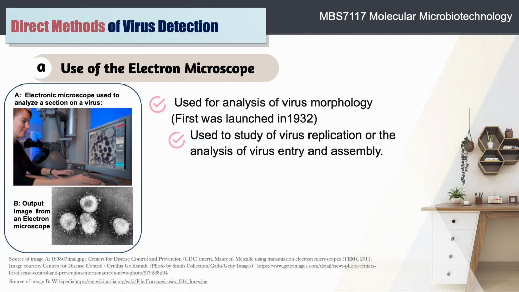So let's look at our first method used to detect viruses, and this is the electron microscope. Our picture there shows somebody seated at an electron microscope on the topmost row, while at the bottom we see an output from an electron microscope. The electron microscope was first launched in 1932, and up to date it is used to study virus replication or the analysis of viruses entering the cells and how they assemble in the cells.